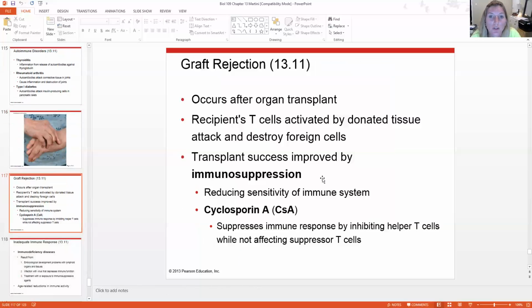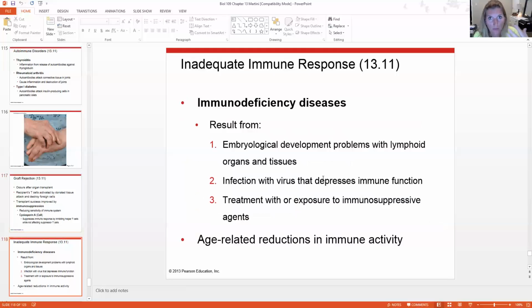The graft rejection would occur after an organ transplant. So the recipient's T cells are activated when that donated tissue becomes attacked and destroyed by the foreign cells. So the transplant success can be improved by something called immunosuppression. This would be reducing the sensitivity of our immune system. Cyclosporin A, or CSA, will suppress the immune response by inhibiting those T helper cells, but not affecting the suppressor T cells. So your overall immune system isn't totally knocked out in that case.